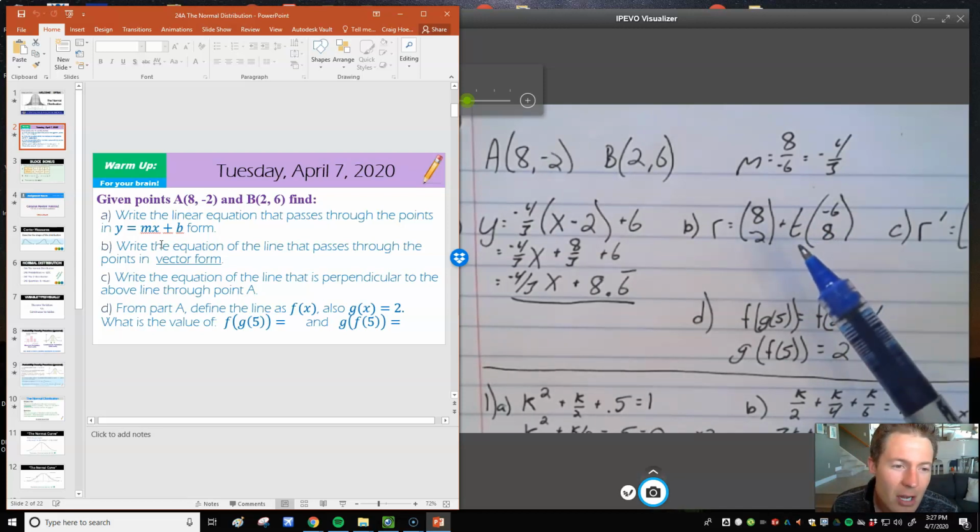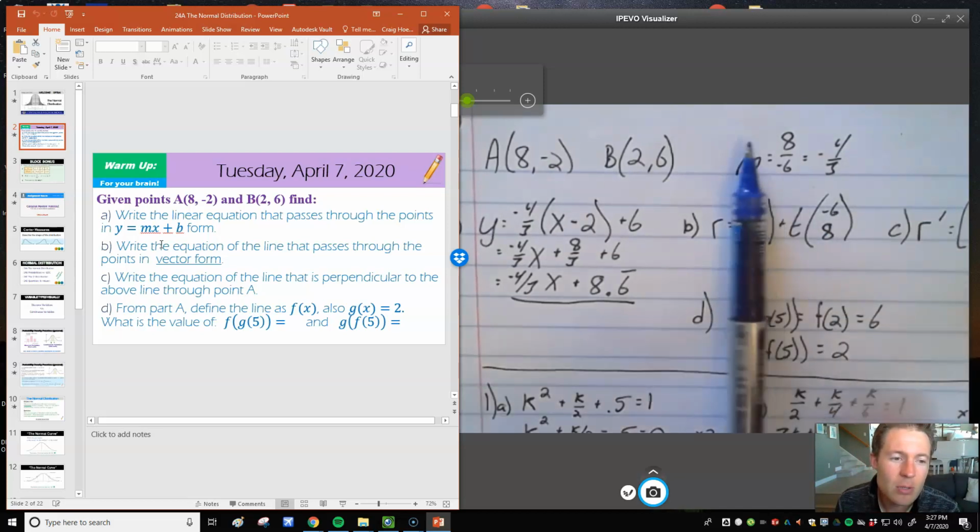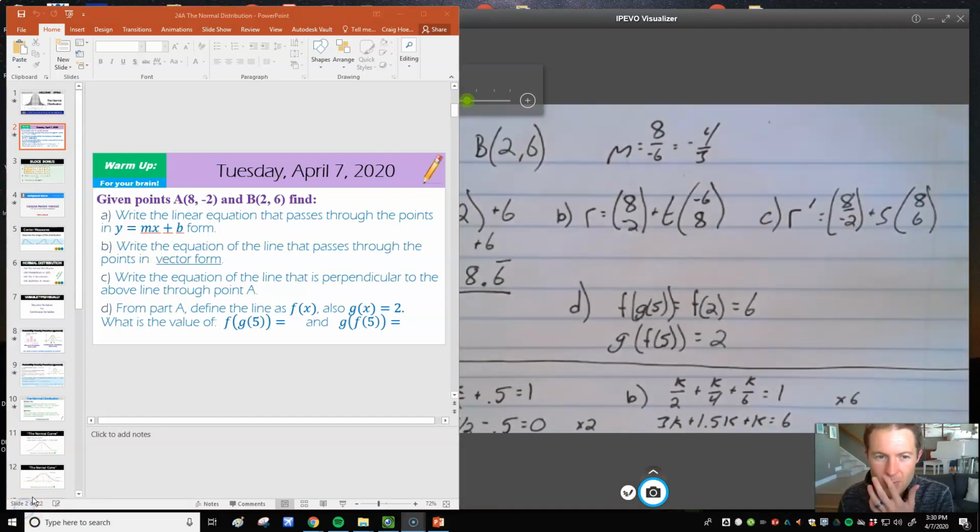All right, question C. Write the equation of a line that is perpendicular to the... Sorry, give me one second. All right, let's see, where were we?